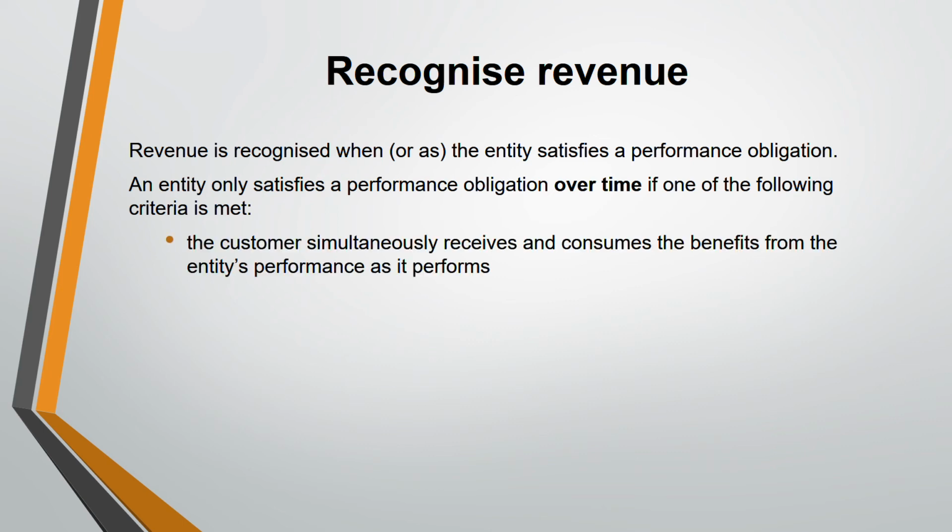Number one, where the customer is receiving and getting the benefit simultaneously as the entity is performing the services. For example, I am teaching you here right now, right? So I am doing my performance, I am teaching you, and you are getting the benefit out of it. You can hear me, right? So you're receiving the benefit, and it's happening simultaneously. So this is an example of revenue that I have to recognize over a period of time.